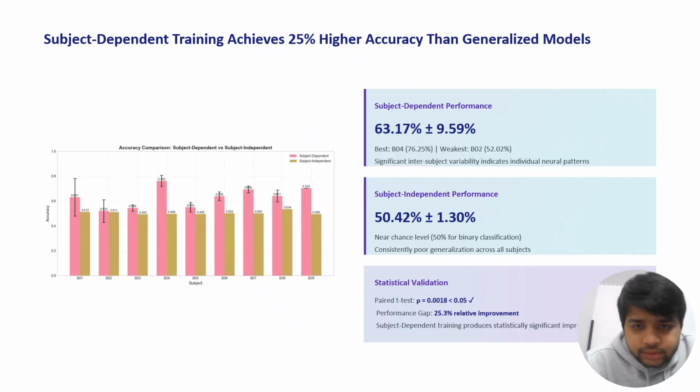As you can see from the results, the subject dependent performance highly outscored the subject independent performance. We got 63.17% accuracy with a 9.59 plus or minus error ratio. And for subject independence, we got only 50%, which is just chance level accuracy. And the paired test also proved that the subject dependent is a very robust and good method that can be used.